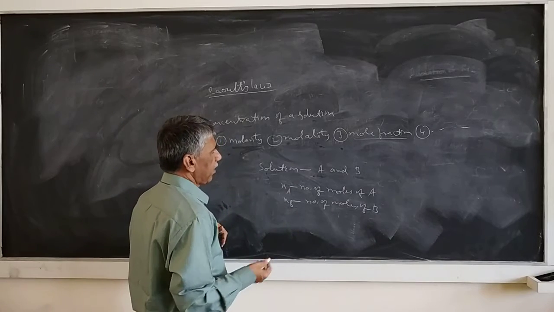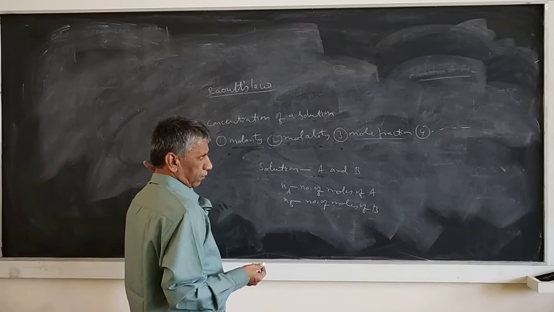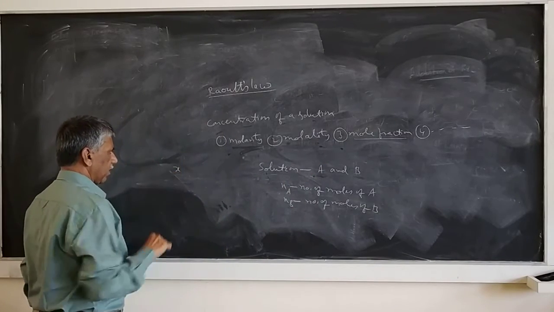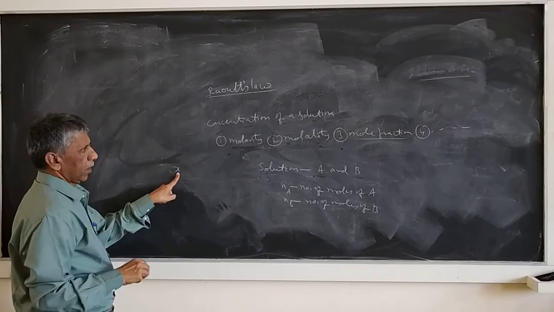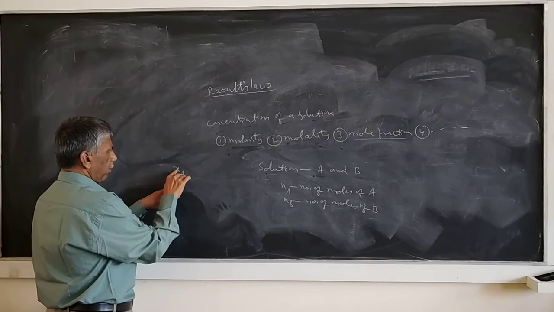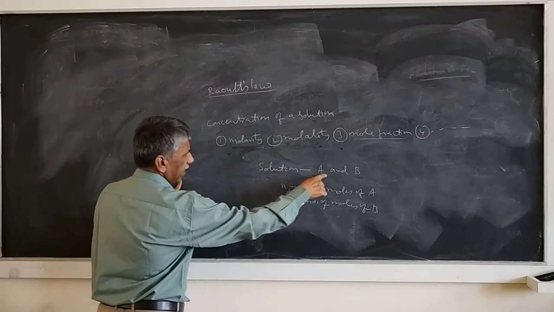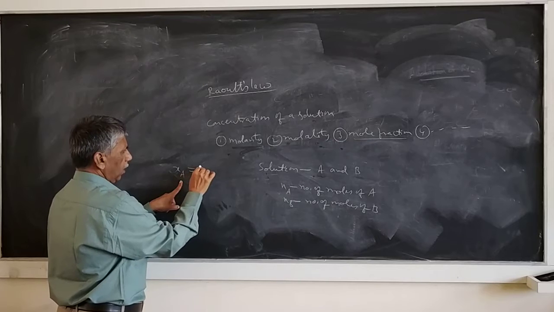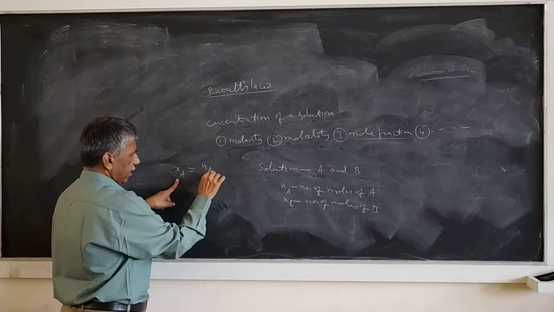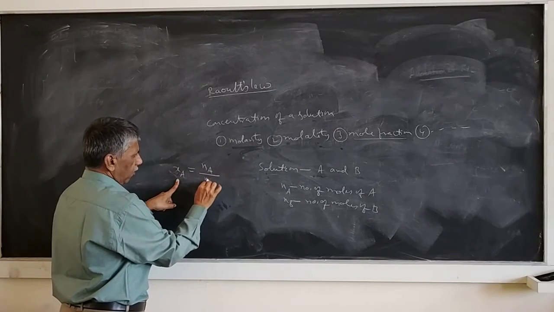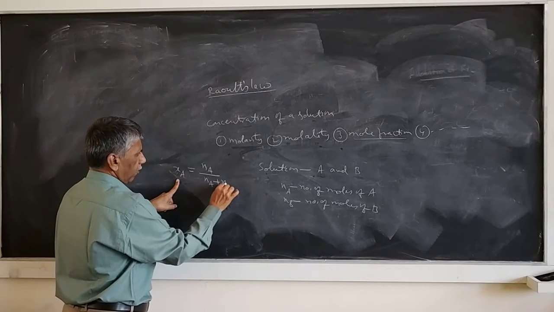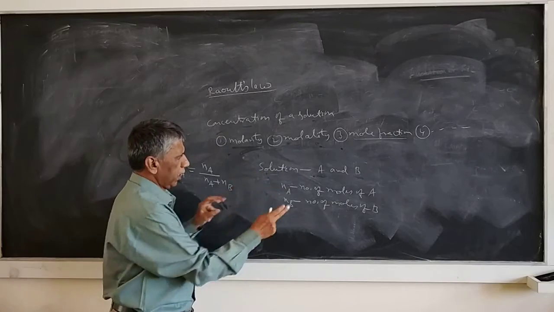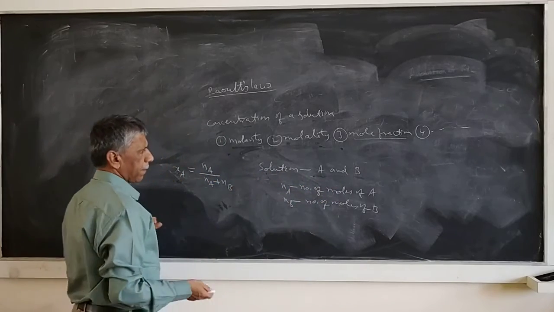Now, let me tell you what is mole fraction. Mole fraction is generally represented by the symbol X, and I am taking the mole fraction of component A. Mole fraction of component A is equal to number of moles of component A divided by number of moles of component A plus number of moles of component B, because in this solution we have only two components, A and B.